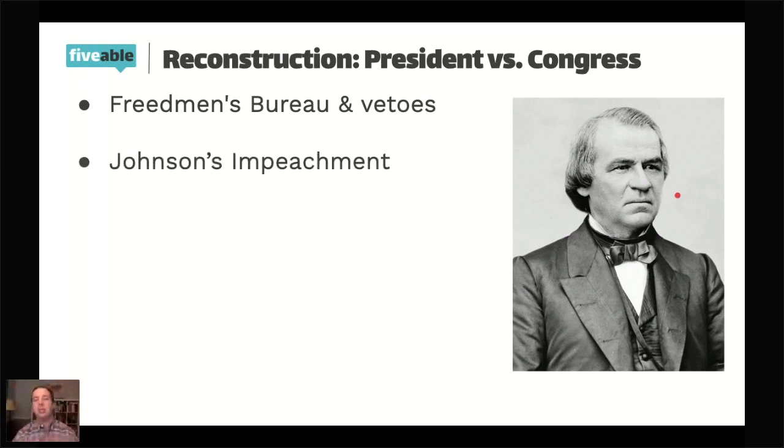Now, he gets impeached partly because he goes against Congress and they find him annoying. He gets impeached because he gives drunken speeches all over the place. But the main reason is he violates the Tenure of Office Act. He tries to fire some radical Republicans in his cabinet, including Secretary of War Edwin Stanton. Kind of a funny story there. I read about Stanton barricading himself in his office and refusing to be taken out.